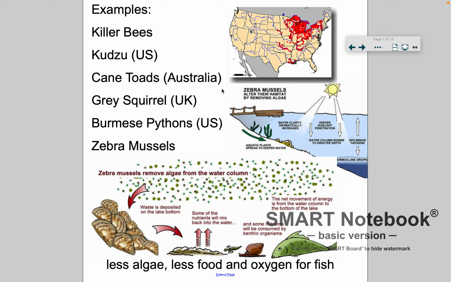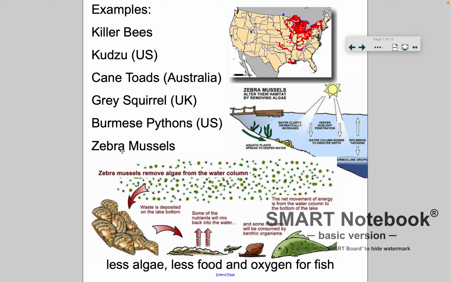You guys watched a documentary on that. Gray squirrels of the UK, how gray squirrels were all competing with red squirrels. Burmese pythons in the United States, how people kept them as pets, and then when they got too big to take care of, they just couldn't take care of them anymore. They released them in the wild, and now Burmese pythons are out in the wild. And in our very own home state, Minnesota, zebra mussels.